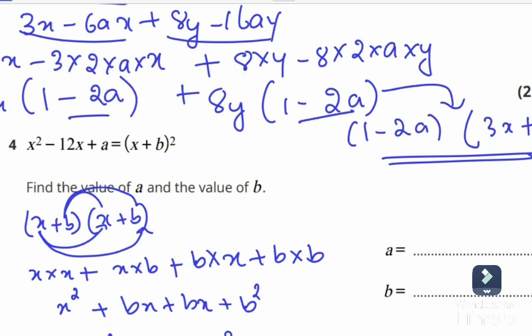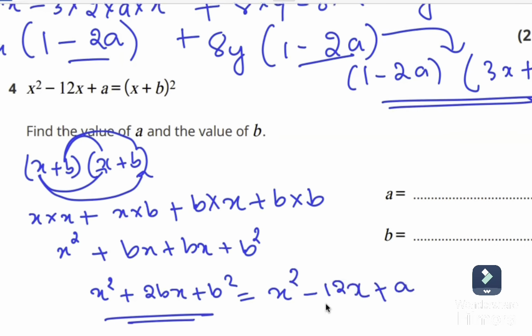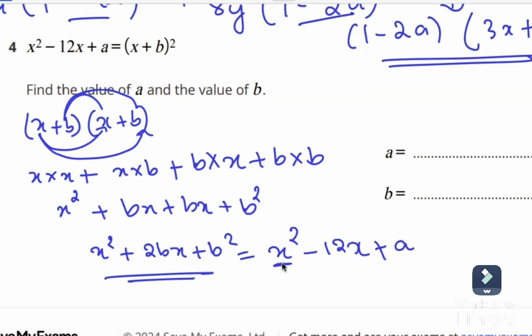Now compare this with the given equation. So what is given to you? x squared minus 12x plus a, right? So in the place of x squared, we have x squared, same thing. In the place of a, you have b squared, right? So we are going to compare a with b squared. And in the place of 12x, we have 2bx. So we are going to equate 2bx to minus 12x, right?